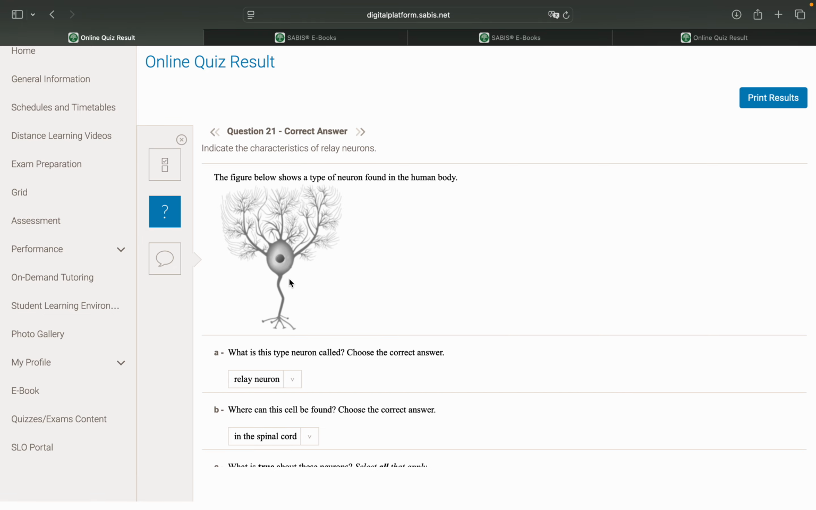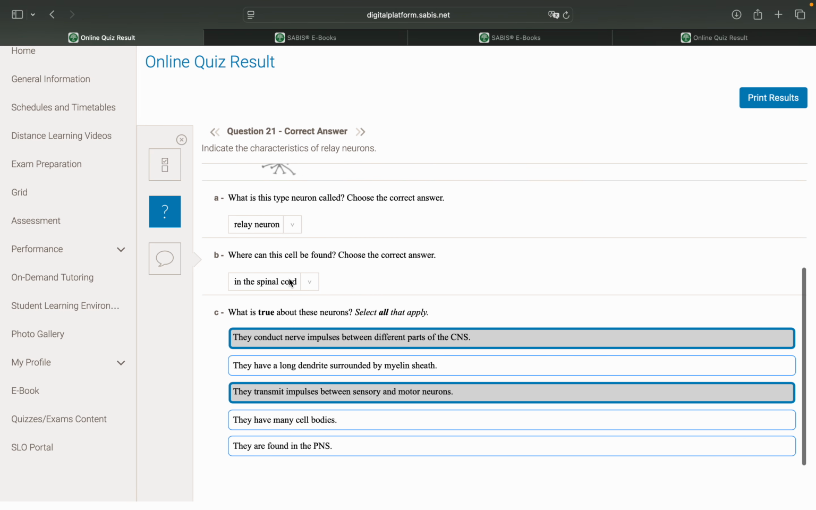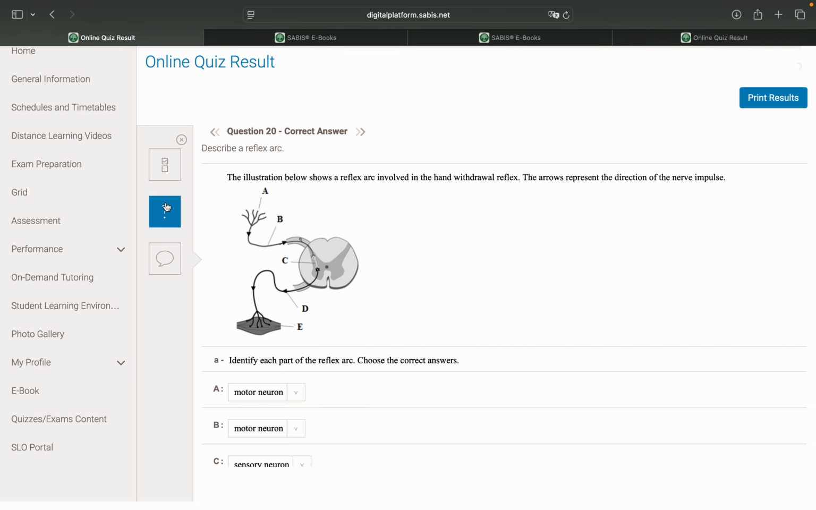So this is a relay neuron. It can be found in the spinal cord, and these neurons conduct nerve impulses between different parts of the central nervous system, and they transmit impulses between sensory and motor neurons.